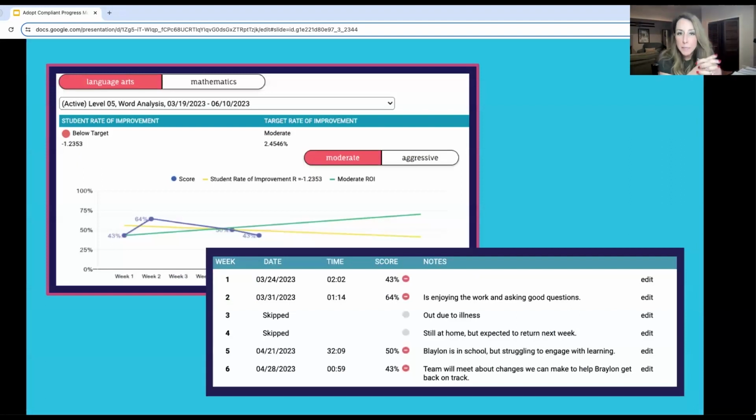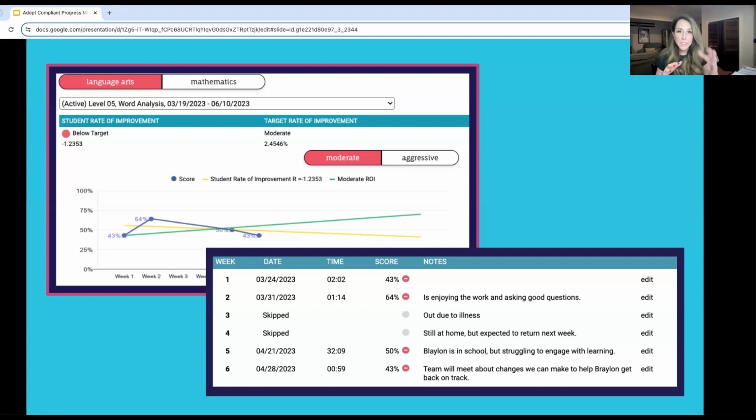Now let's look at Braylon, a student who is not showing growth. It looks like maybe prior to Braylon's 2-week absence, he was probably on track. Now he's struggling to pay attention and stay engaged. So the team is going to meet to review changes we can make to his SDI. Again, the recommendation is to consider modifying instructional delivery, content, or methodology.